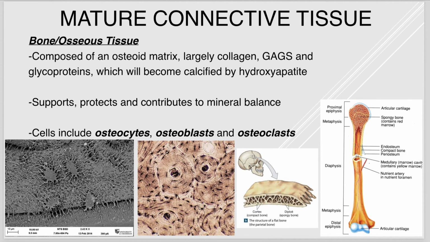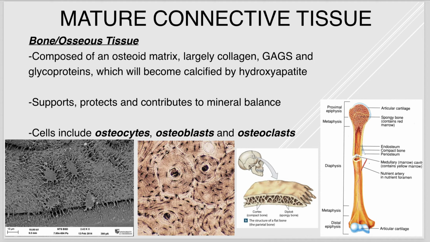Bone tissue, lots of collagen. Again, we call the matrix of bone, before it's calcified, we call it osteoid. Again, GAGs and glycoproteins, and then these will become calcified. And of course, the job of bone is to support our body, to protect in certain cases, like the cranium and the thoracic cage, and also contributes to mineral balance and storage of bone marrow and things like that.